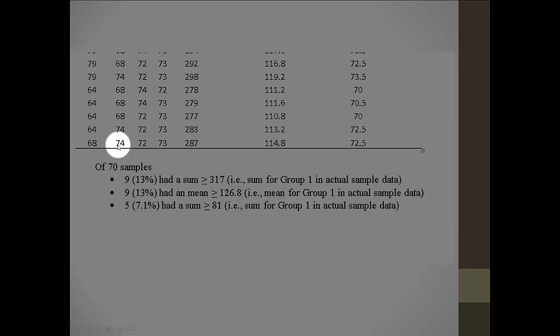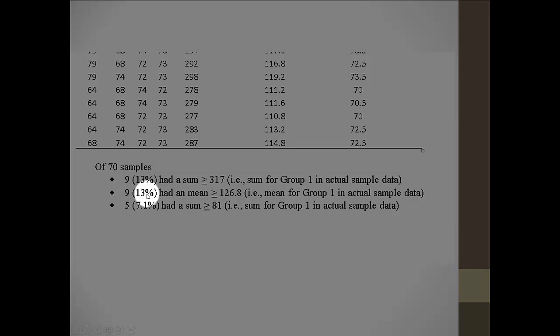And here's just the bottom of that sequence. We'll have another video that shows this all as a spreadsheet, so if you want to look at the math and the whole data set and everything, you can do that. So of the 70 samples, 9 or 13% had a sum greater than or equal to 317. That is the sum for group 1 in the actual data.